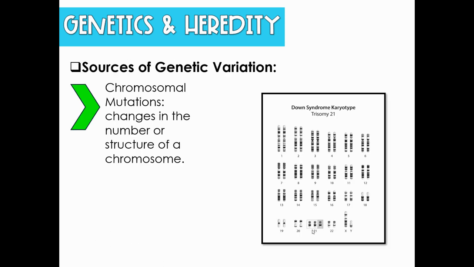You can also have chromosomal mutations, which are going to be changes in the number or the structure of a chromosome. And we can use a karyotype chart to recognize some of these chromosomal mutations. So we're supposed to, in the karyotype, humans have 23 chromosomes, and we're supposed to have homologous pairs here. But if you notice on chromosome number 21, there are too many chromosomes. This is known as trisomy 21, which is Down syndrome.